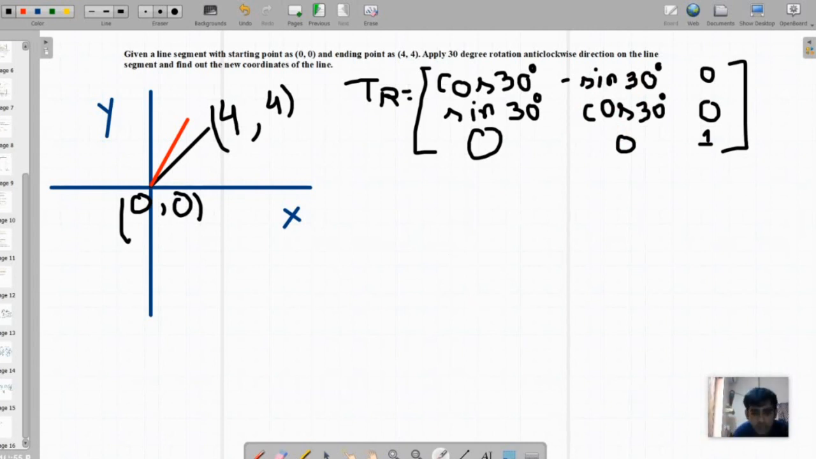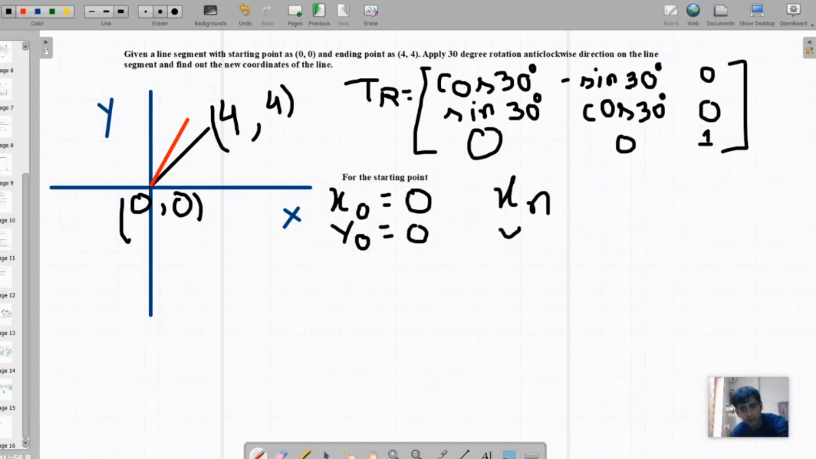Now, how should you proceed? You are given 2 points. So first, for the starting point, if you can recall our prior discussion, x old is 0, y old is 0. So now the question is, after rotation, what is going to be our new starting point? That means xn and yn are going to be what?